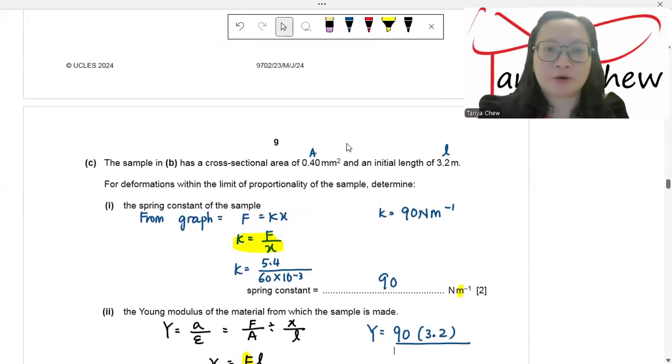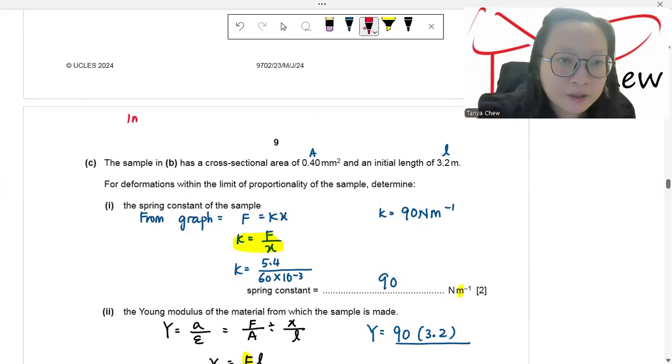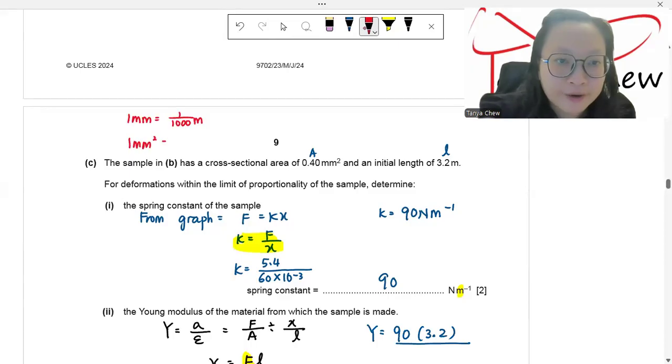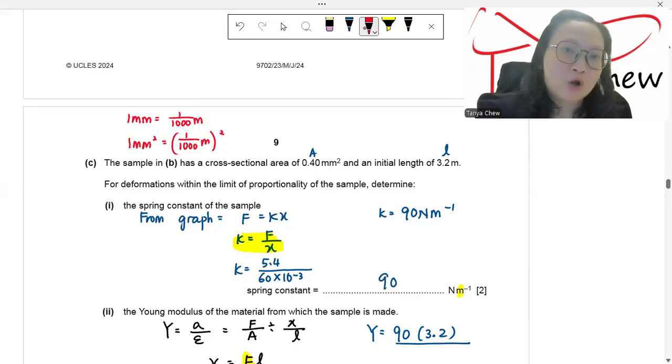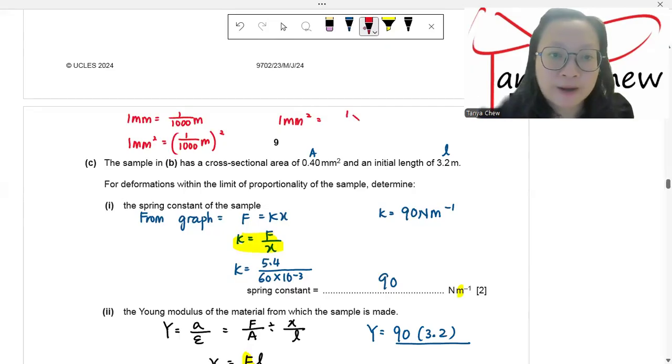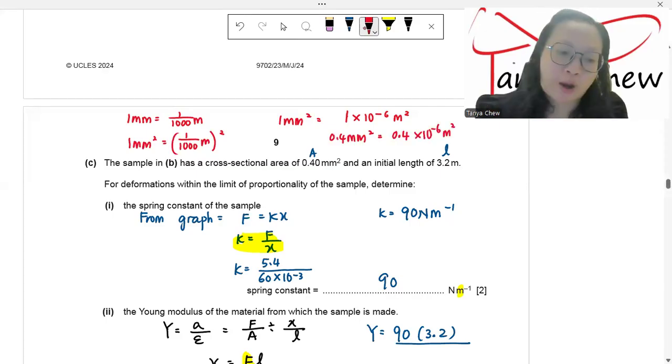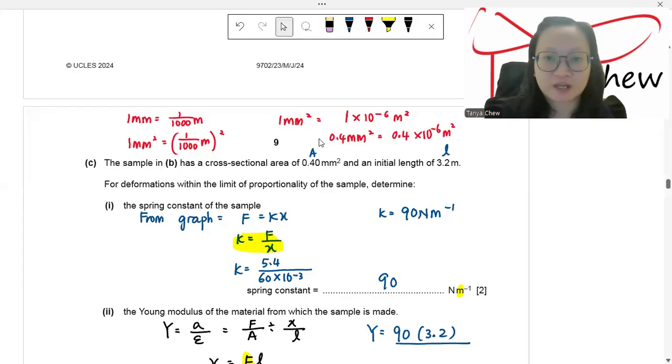Remember, I'm going to write it here. 1 millimeter is equal to 1 over 1,000 meter. 1 millimeter square is equal to (1 over 1,000 meter) squared. You have to square it, which is 1 times 10 to the power of negative 6 meter square. And 0.4 millimeter square is equal to 0.4 times 10 to the power negative 6 meter square. Don't ever make careless mistakes because of this.